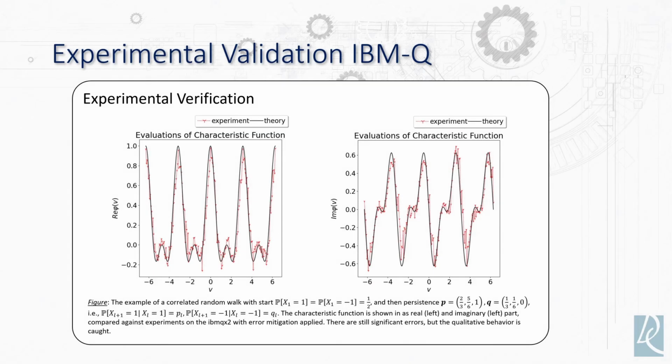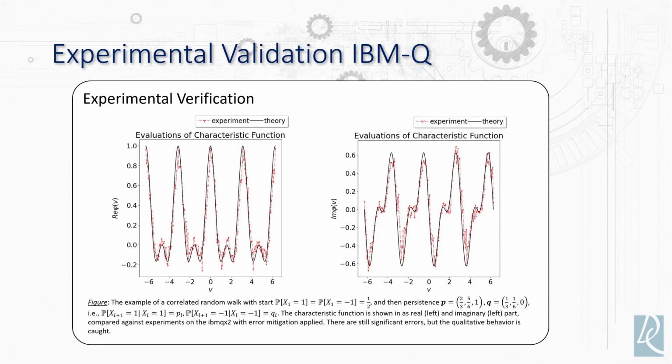We want to show experimental validation on the IBM Q quantum systems that are publicly available. As an example, we used the correlated random walk, which is a little bit more non-trivial than the random walk. The specialty of the correlated random walk is that there is persistence. So when it goes in one direction, it is either more likely or less likely to go in the same direction. It is dependent on its last increment. And one of the circuits that could implement this has already been shown in a prior slide.